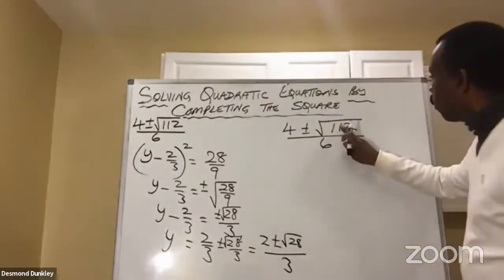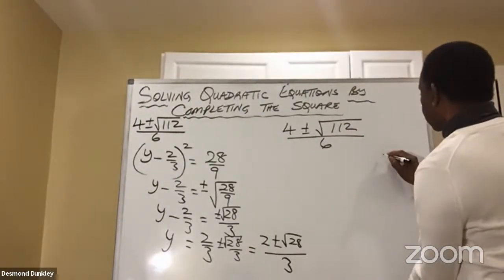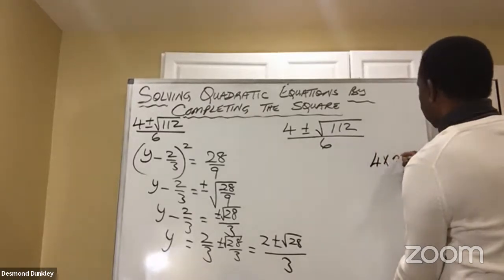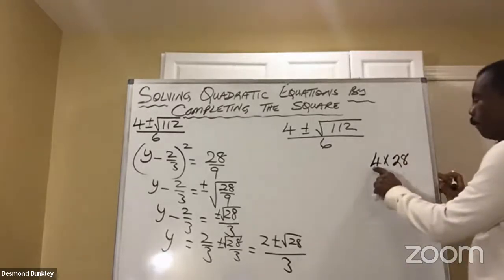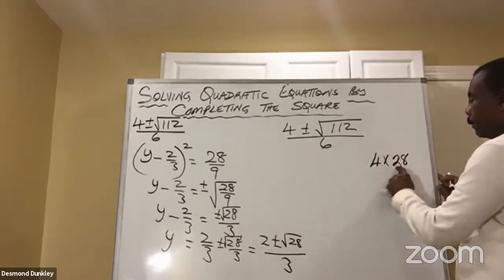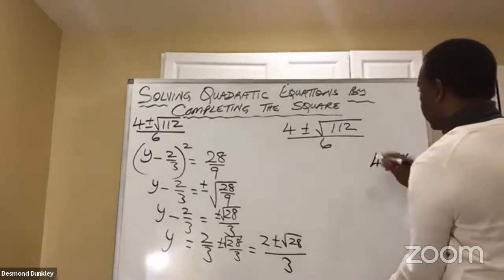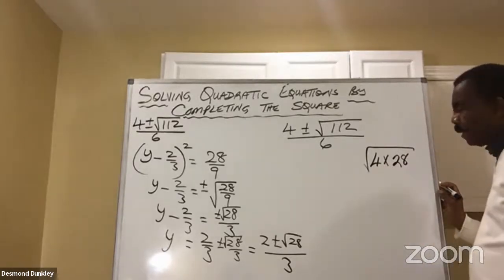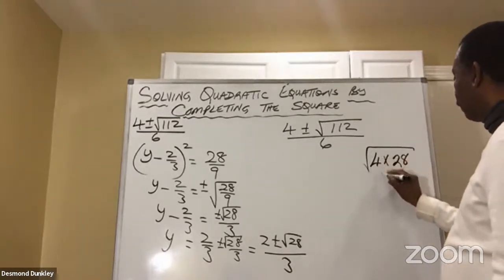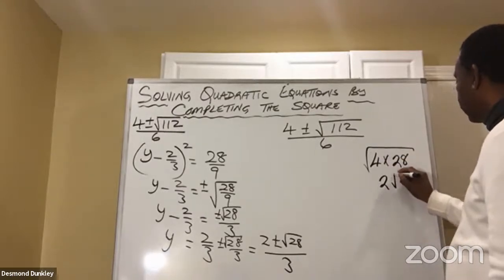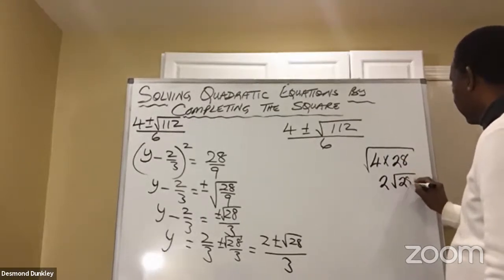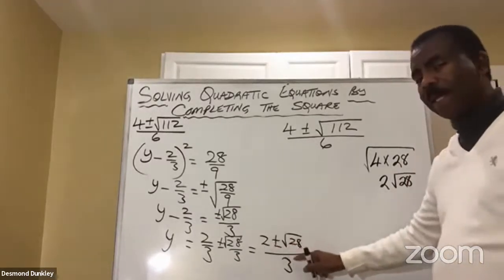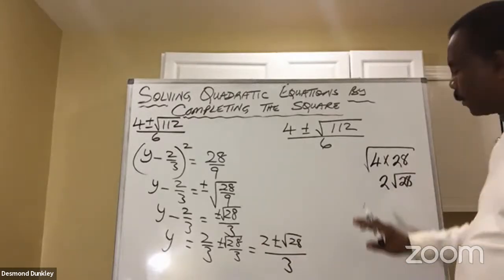Well, let's look at the 112. 112 is actually 4 times 28. Let's see. 4 times 8, 32. 4 times 2, 8 plus 3, 11. So the square root of 112 is the square root of 4 times 28. Okay. So what's the square root of 4? It's 2, times the square root of 28. Now, this can be reduced further, but because we're trying to get it to look like this, I'm not even going to waste time to go further.